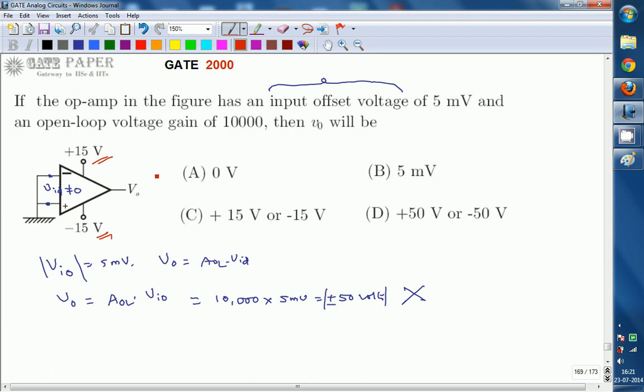Since it goes beyond 15 volts, the output voltage V0 is limited to the power supply voltages, that is, the saturation voltages, which are plus or minus 15 volts. So the output may be at plus 15 volts or minus 15 volts. We cannot say which, because we cannot identify which terminal has more voltage. Because of that, the answer is C, plus or minus 15 volts. It is not plus or minus 50 volts. The right option for this question is plus or minus 15 volts. Thank you.